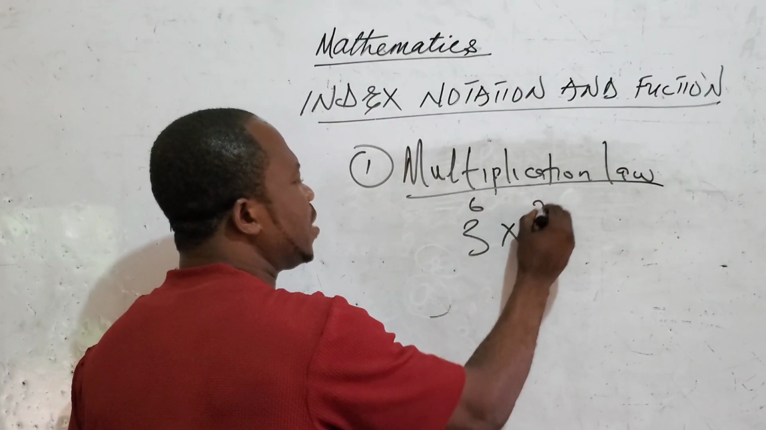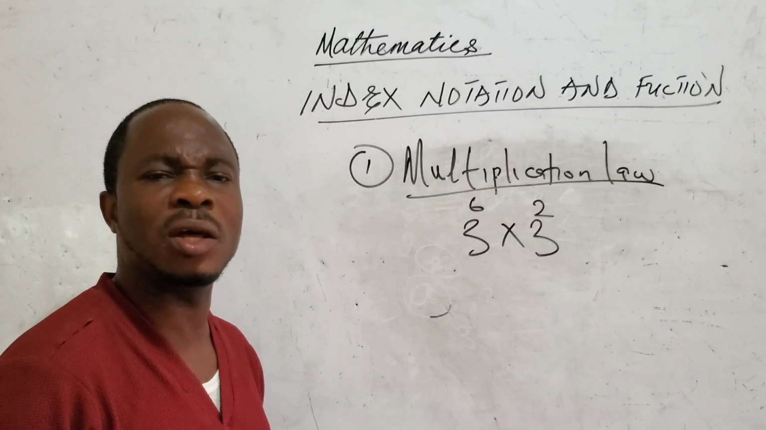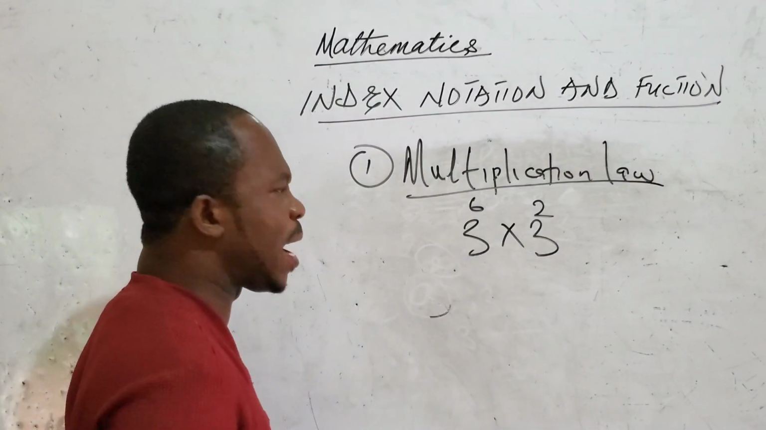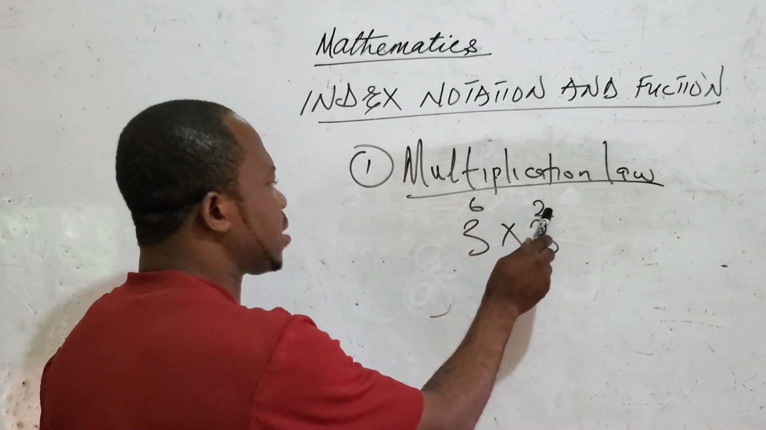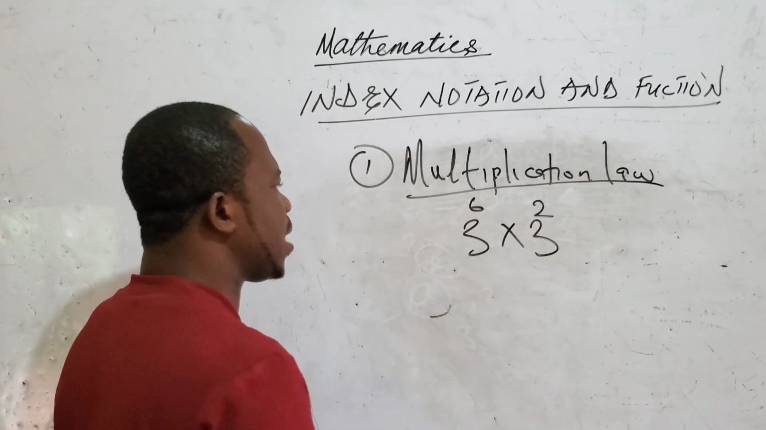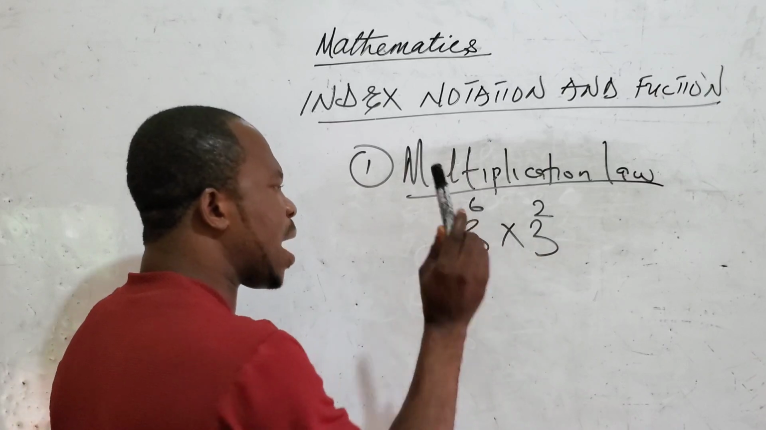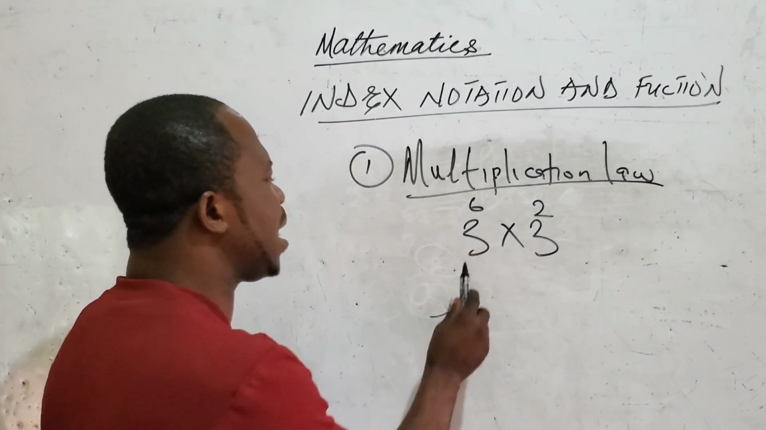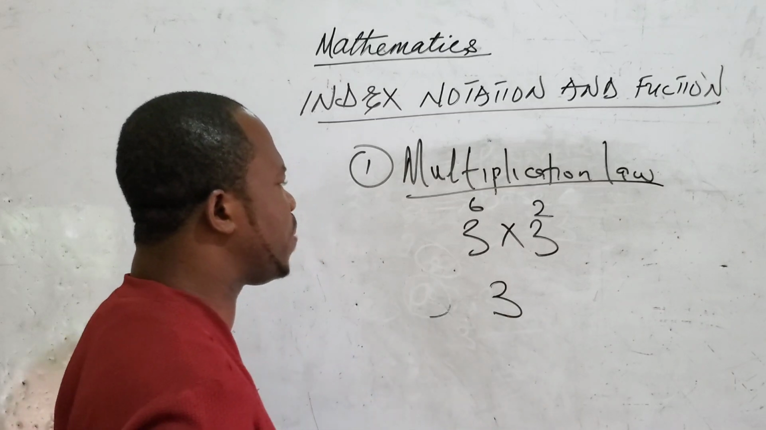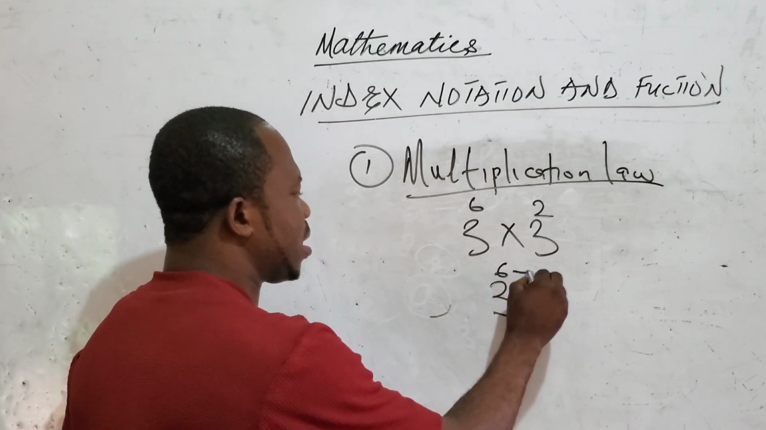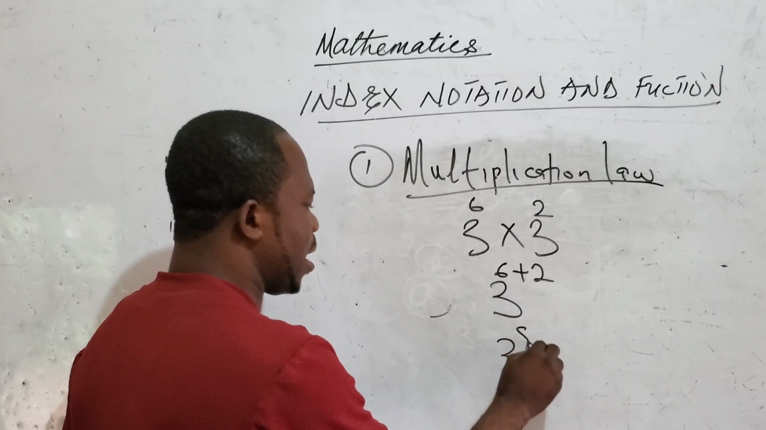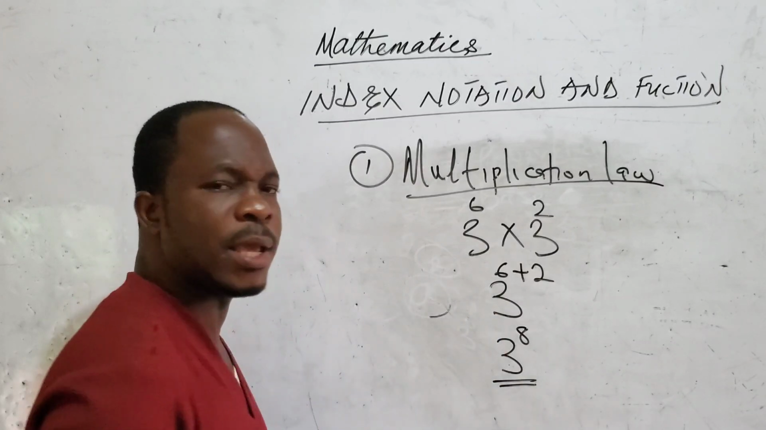Let's say we have this. What does the multiplication law state? It states that when equal bases are multiplied, their powers are added. That is to say, we see that this and this are of the same base, so we can pick only one of the bases, and add the powers, 6 plus 2. Our result will be 3 raised to the power 8.